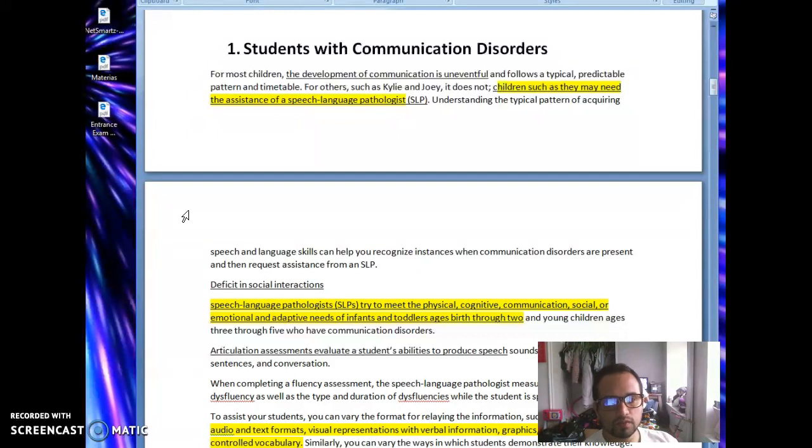Students with communication disorders are students who basically present a problem developing language or any physical, cognitive, social, emotional, and adaptive behavior. What we're looking for here is also the help of a pathologist who will look into what is causing the deficit for the student.